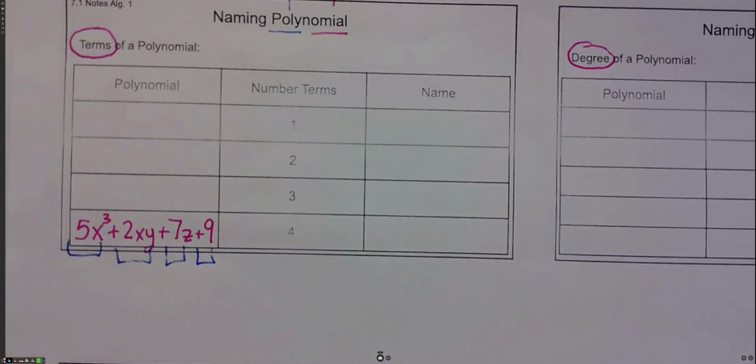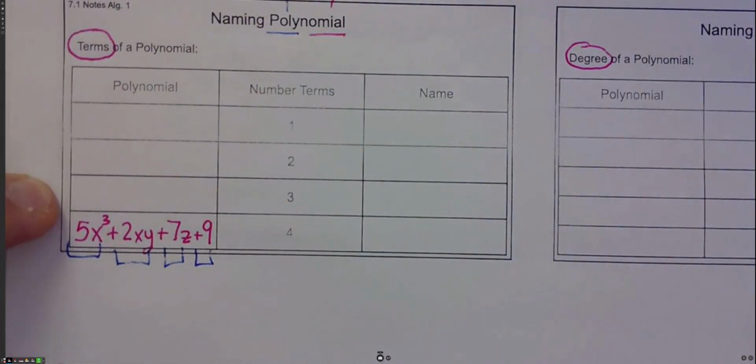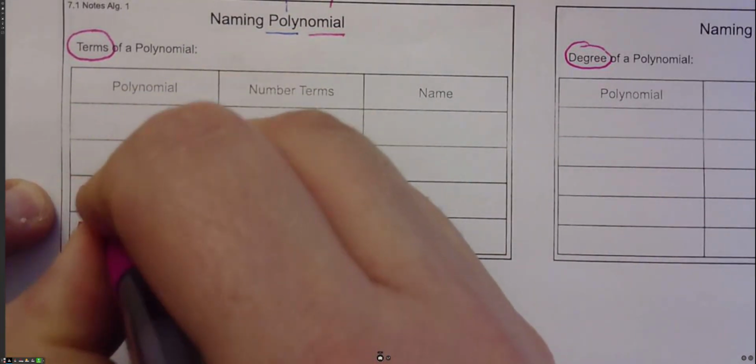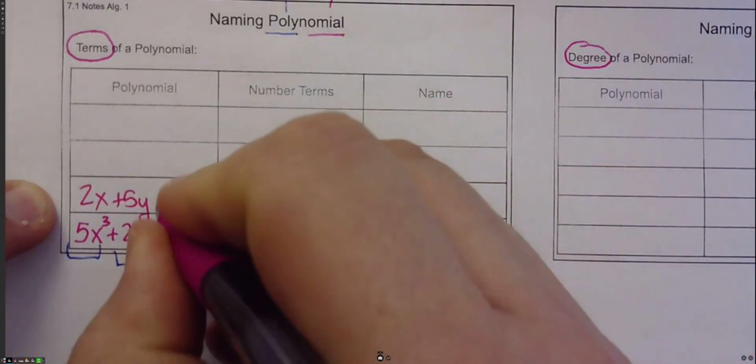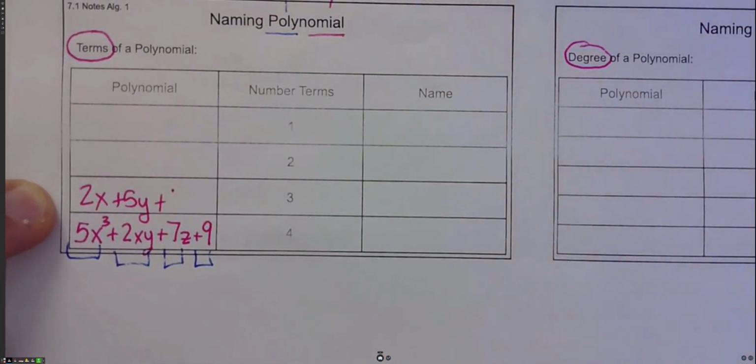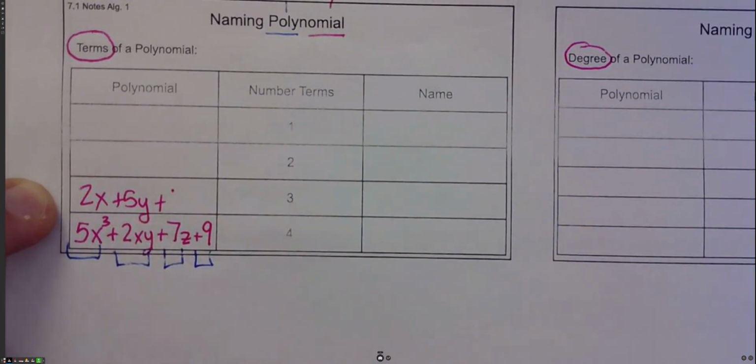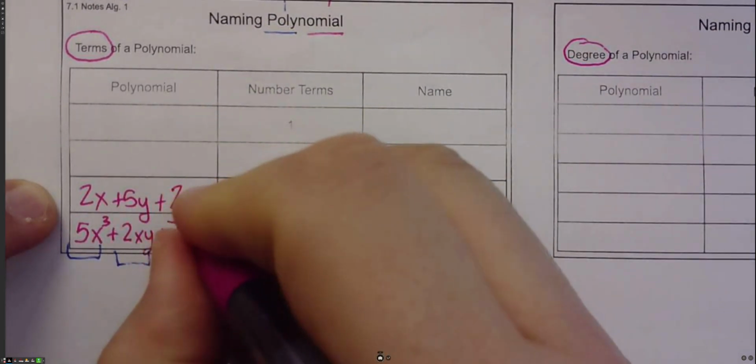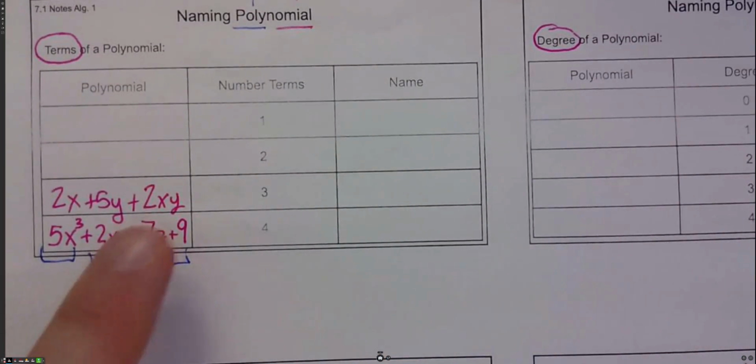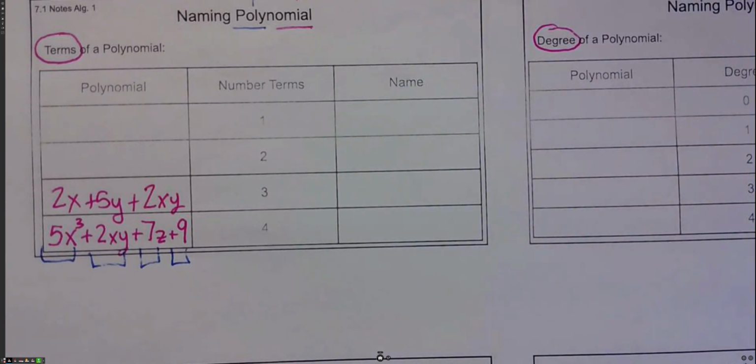I'm not going to tell you the name of that one just yet, but do you think you can give me a 3-term polynomial? 2x plus 5y plus 2y. Now here's the catch. If he says 2y, I'm forced to take the 2y and the 5y and put them together, 7y. He wanted to say 2y originally, but I would have to put those together. These three things cannot be put together, so there's 3 terms.